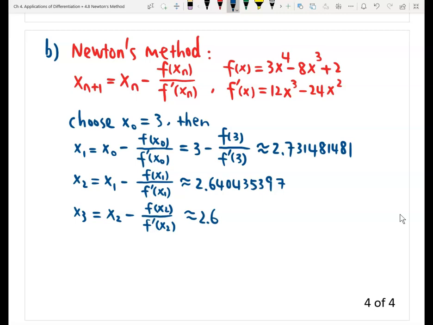2.6. See, looks much better. See, this time much closer, right? This we call the kind of converge. 3, 0, 1, 4, 55, 27.